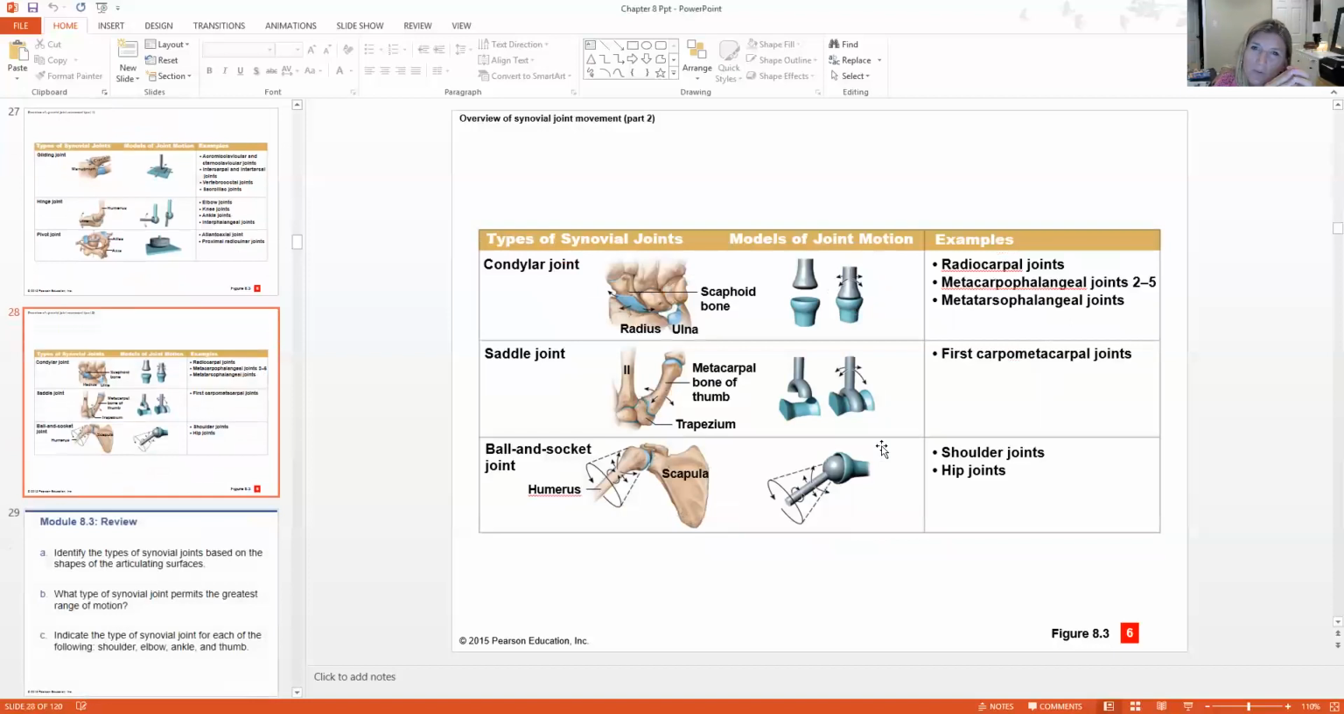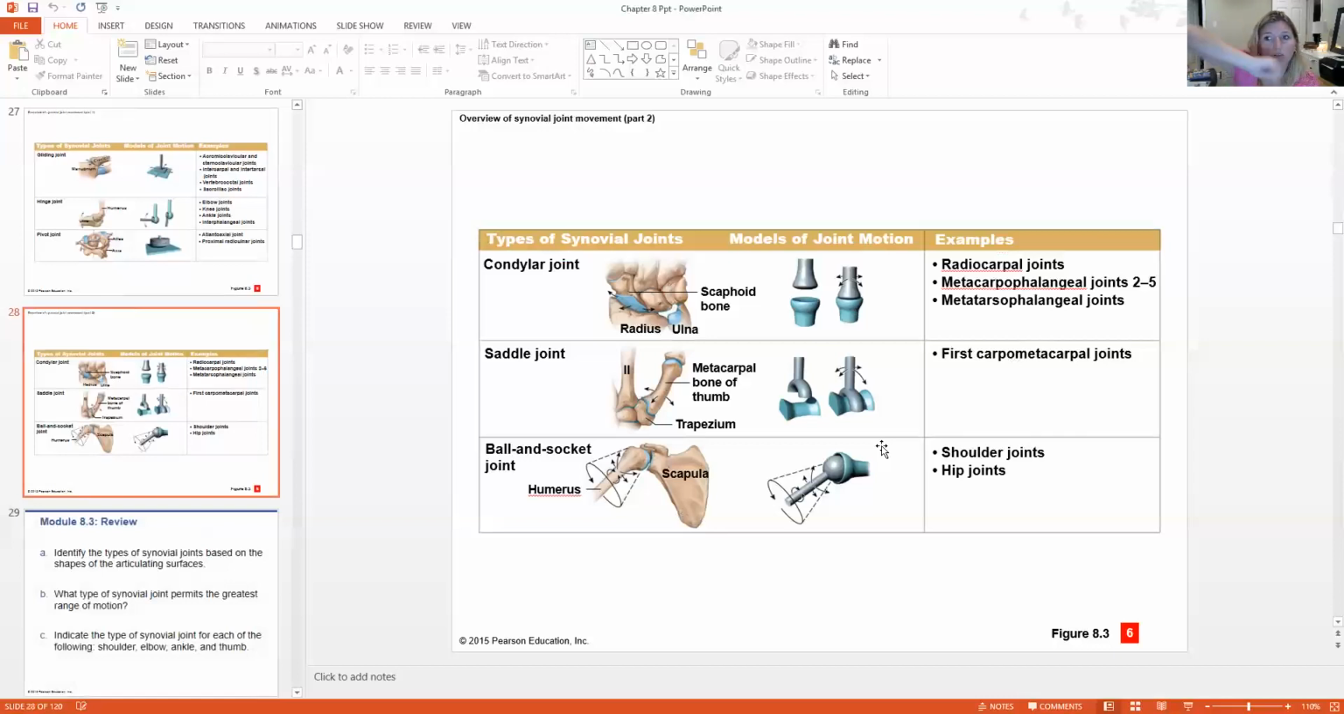All of those little bones in your hands and feet all just kind of glide around each other a little bit, and that's why you can smush your hand up or expand your hand out. That's those bones kind of gliding and crunching against each other. A saddle joint, this is the only saddle joint in the body. It's just between the trapezium and the metacarpal bone of the thumb.